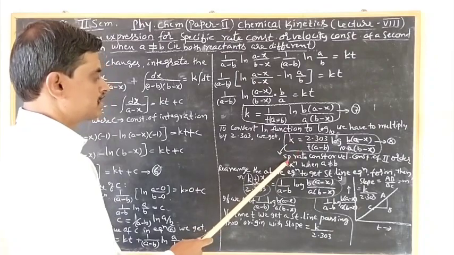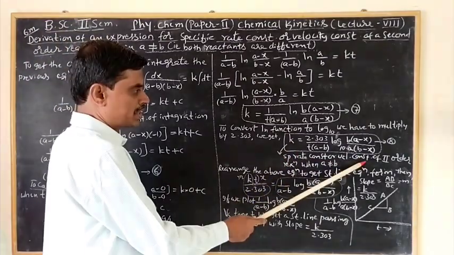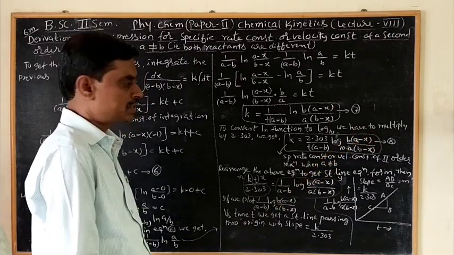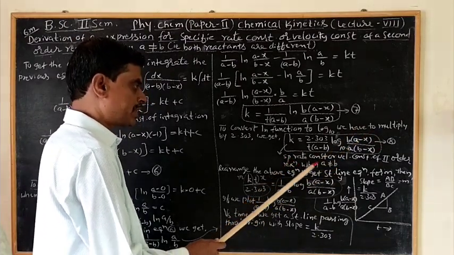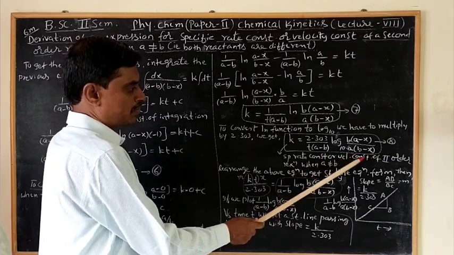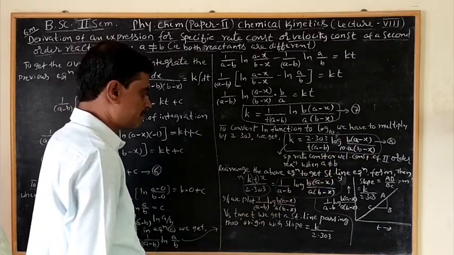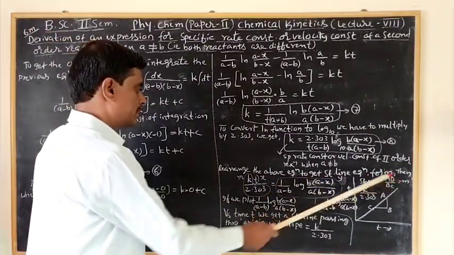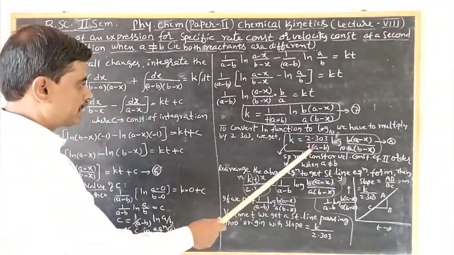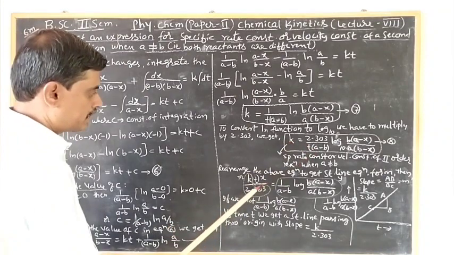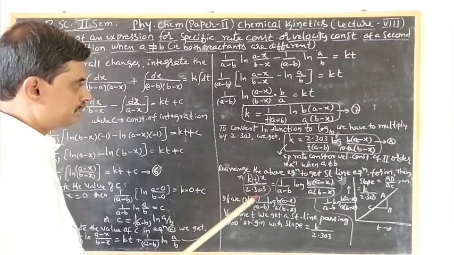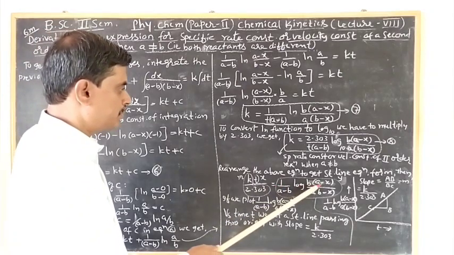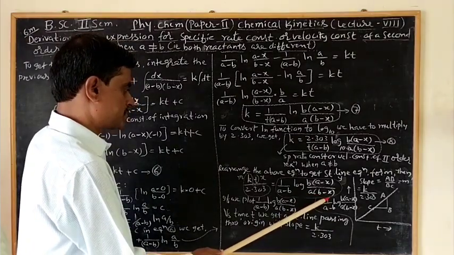So this is an expression for the specific rate constant or velocity constant of a second order reaction when a is not equal to b. In the examination, the question may be either specific rate constant or velocity constant. Both are one and the same. Then here is the other equation to get the straight line form. Then k into t divided by 2.303 is equal to 1 by a minus b into log of b into (a minus x) by a into (b minus x).